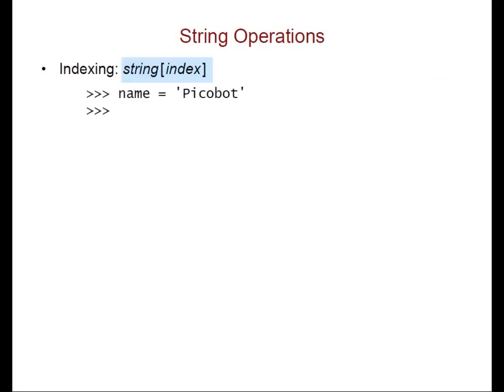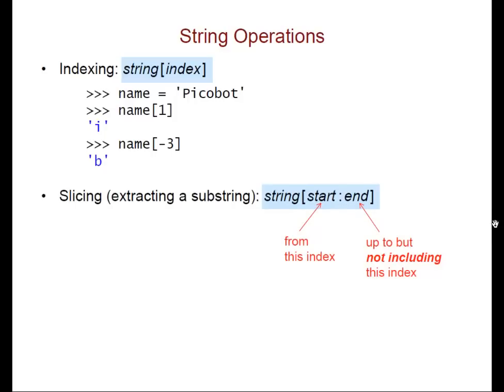We can extract a single character by just putting the index in brackets after the variable name for the string. So if we assign the string picobot to the variable name, then if I say name brackets 1, I'm going to get the character I, because remember we start with 0 for the index of the first. So the I is at position 1 in the string. If I do name brackets -3, I get the lowercase b. Here we're going from right to left. -1 is the T, -2 is the O, -3 is the B.